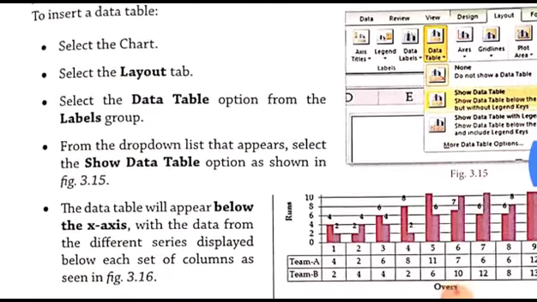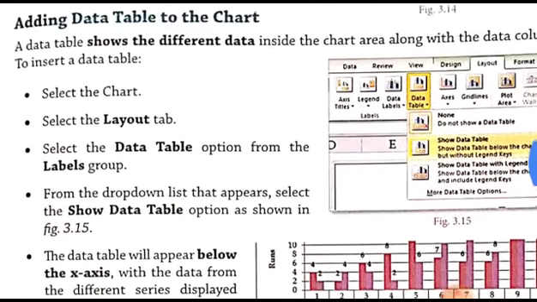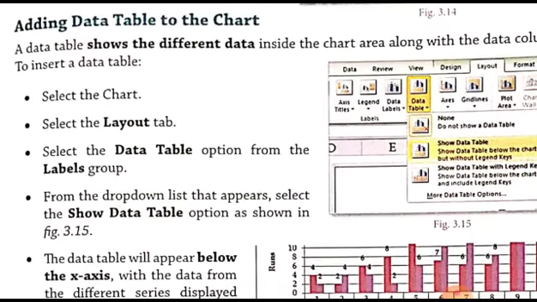Like you can see here in figure 3.16, first of all, we have a chart, then at the downside of the chart, below the chart, we have shown the data table. This data table is just below the chart, below the x-axis. Similarly, what steps will we follow to create this data table? To insert a data table, we have to follow the following steps.